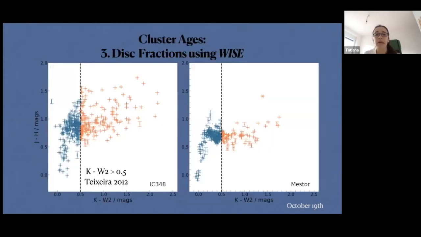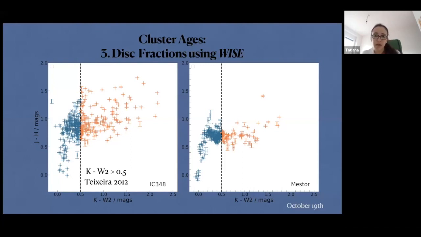And then finally, I use WISE data in order to get an estimate of how many stars with disks there are in each cluster. To do that, I use an empirical criterion of K-W2 larger than 0.5, which was motivated by a study in the Lupus cloud by Teixeira 2012.